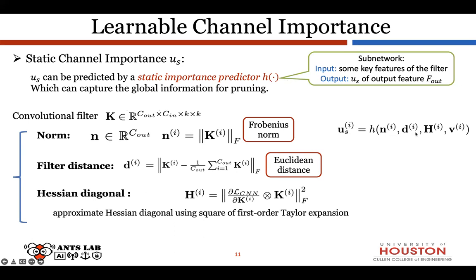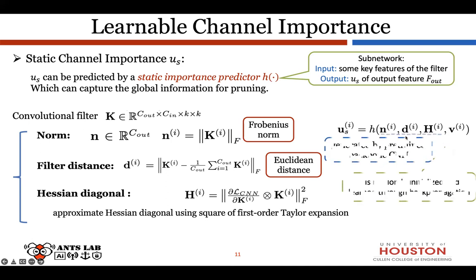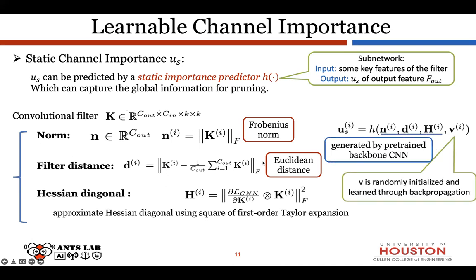For our predictor, we have 4 input components. The first 3 are the features generated by the pre-trained backbone CNN. So, if we already have the model and the convolutional filter, we can calculate these 3 features for each layer. And the fourth component V is a vector. It is randomly initialized and can be learned through the back propagation stage. And this V vector is a layer-wise vector, which means it will be related to a specific layer.